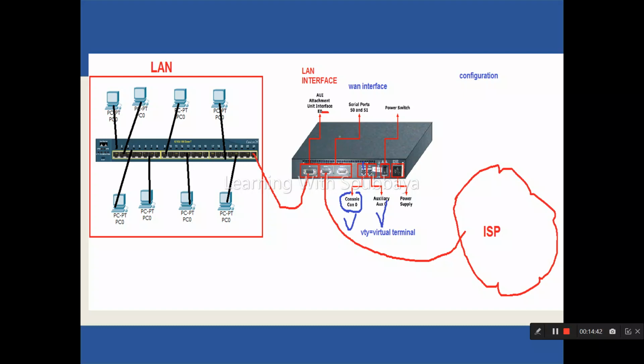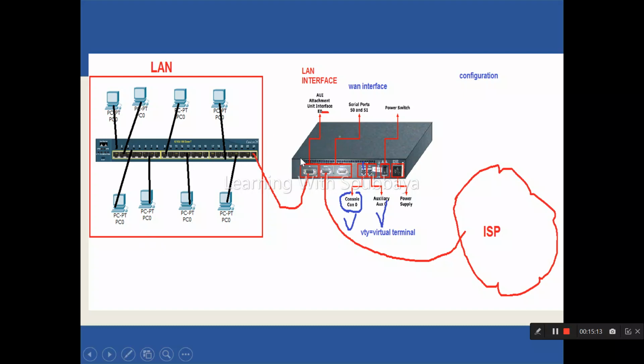DB is nothing but data bus. RJ45 to DB15, 15 pins are available. That's called DB15. This is also called a transceiver.